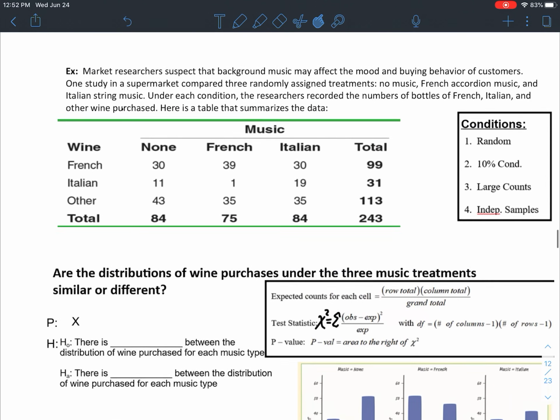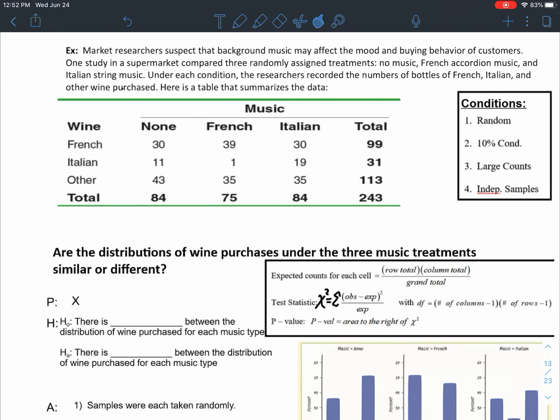We are just going to go ahead and wrap up with this last example here, just so we've run through one more. I do have a template here that'll make this go a little bit faster for us. It says market researchers suspect that background music might affect the mood and buying behavior of customers. That's interesting. This was done in a supermarket. One study in a supermarket compared 3 randomly assigned treatments.